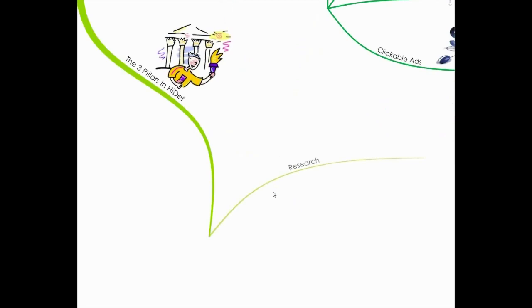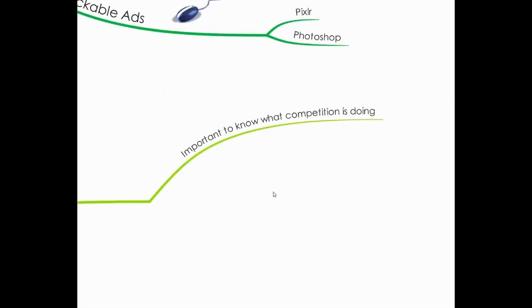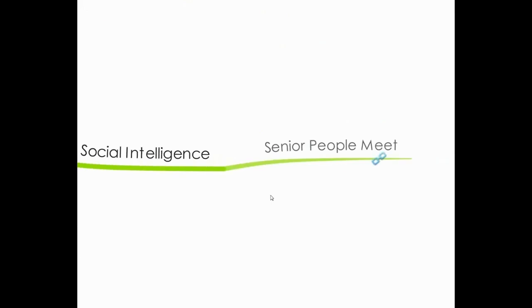Okay, so now we're going to get into exactly what those 3 pillars really are. The first one is the research. With the research, it's important to know what your competition's doing, and that's where the Social Intelligence Tool comes in. So we're going to take a look at that.